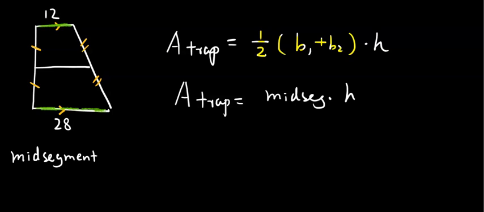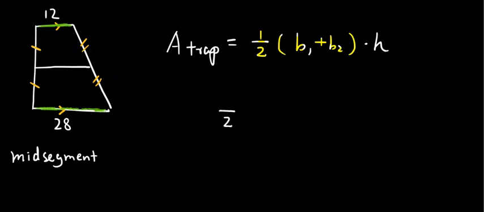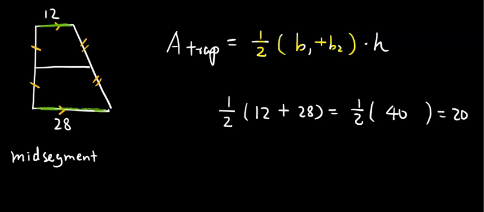Now, let's go ahead and finish solving the mid-segment. Then I will give you a value for the height. Then we practice how to find the area. Mid-segment, 1/2, base 1 and base 2, 1/2. Order of operation: 12 plus 28, that gives us 40. 40 times 1/2, that is 20.